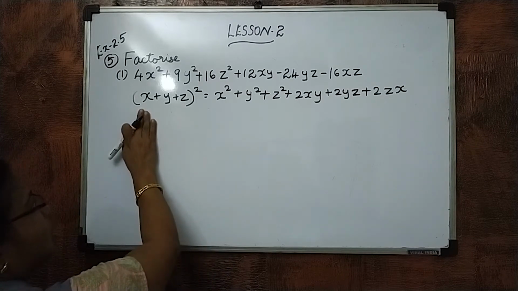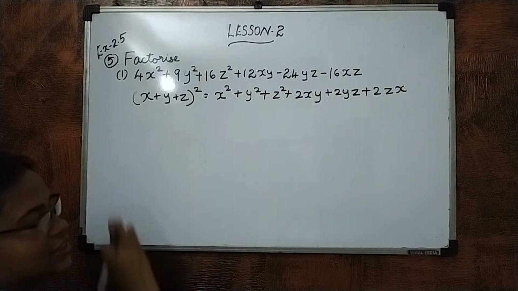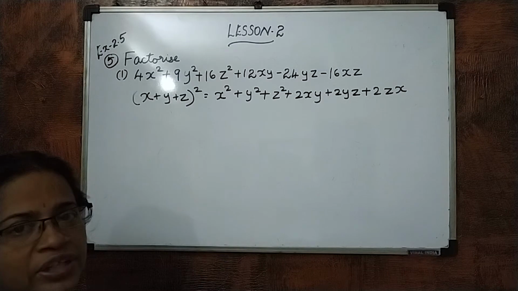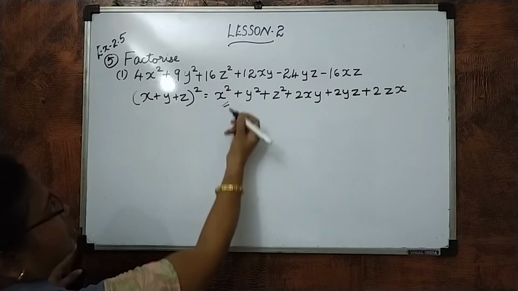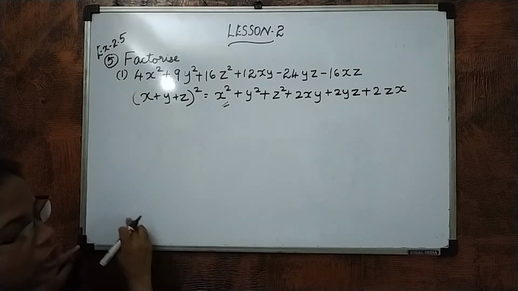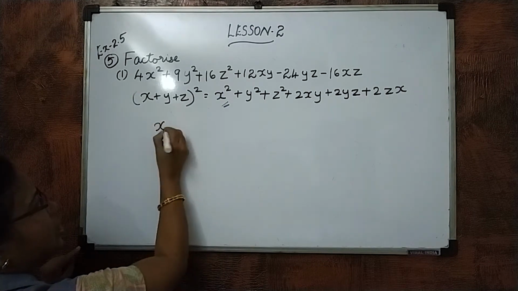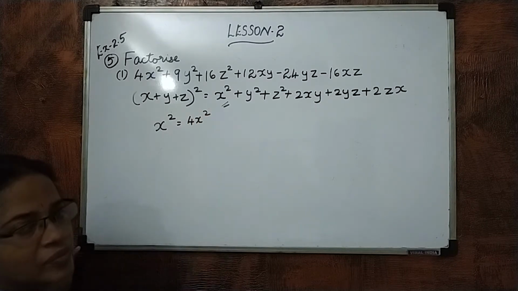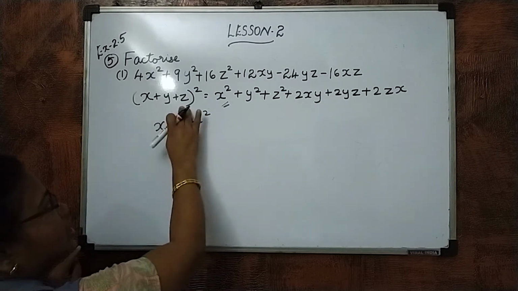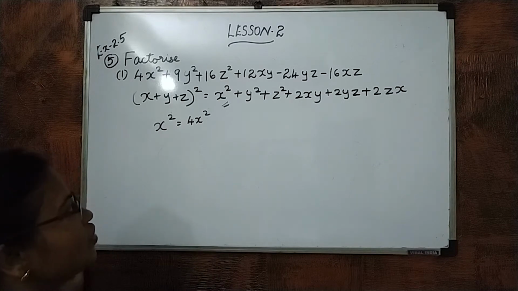You have to find out what is x, what is y, what is z. So how will you find out? First, what you should do? Take the first term, x square. Here it is 4x square. So x square is equal to 4x square. Then what is x? Then only we can fill this in. Right? How will you find out x?